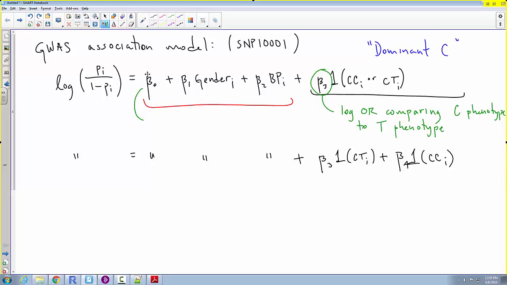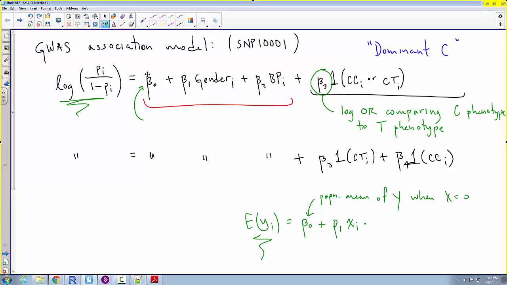It's weird because usually in linear regression we would say yi is the response. In fact, we would say mean response is equal to, say, beta zero plus beta one times some covariate, in which case beta zero is the population mean of y when x equals 0. In logistic regression, because this is not a mean anymore, it's a log odds, beta 0 is the log odds in the population when all of the other covariates equal zero.